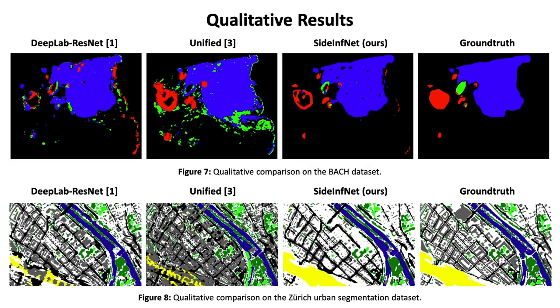Similarly, on the Beck and Zurich datasets, SideInfNet is able to better incorporate brushstroke annotations to produce more accurate and reasonable outputs. This suggests its generalizability and ability to adapt to a variety of site information modalities, as it's able to outperform previous work on both photo data as well as brushstroke annotations, which present very different types of site information.